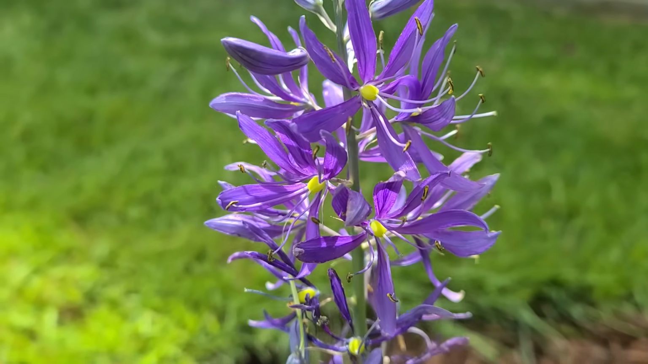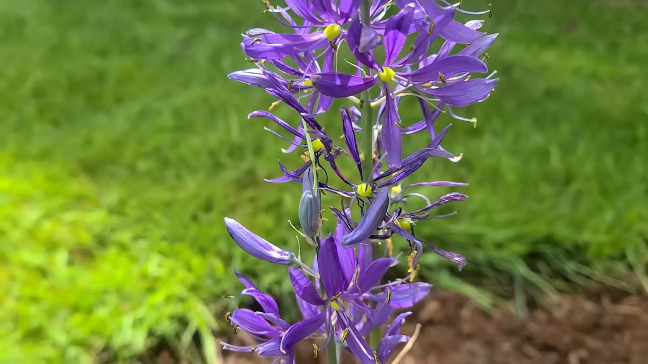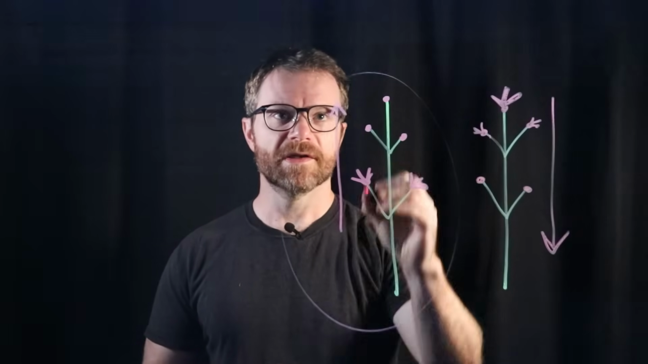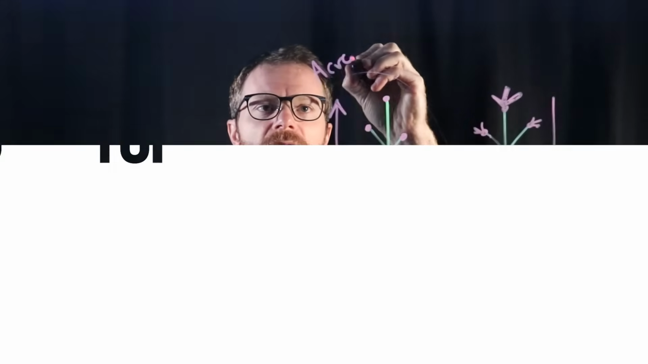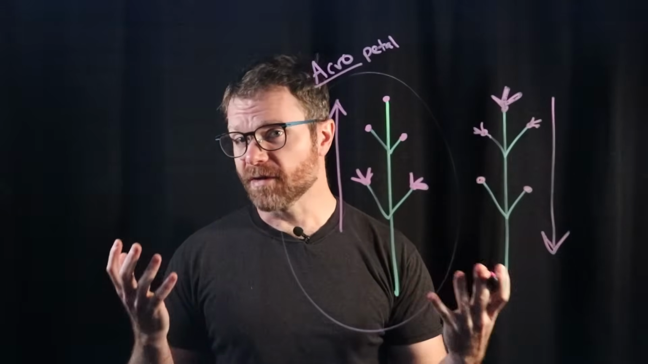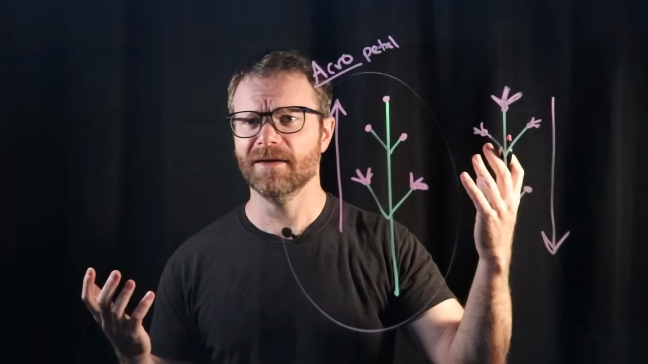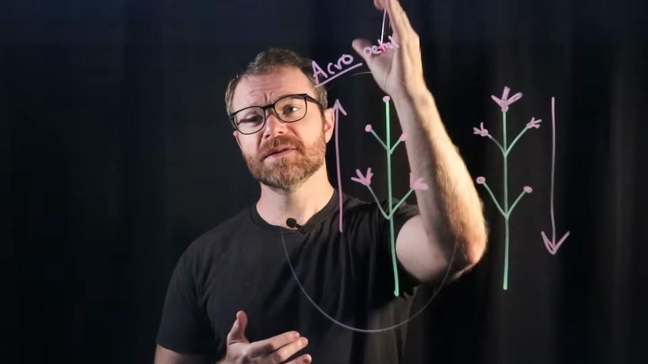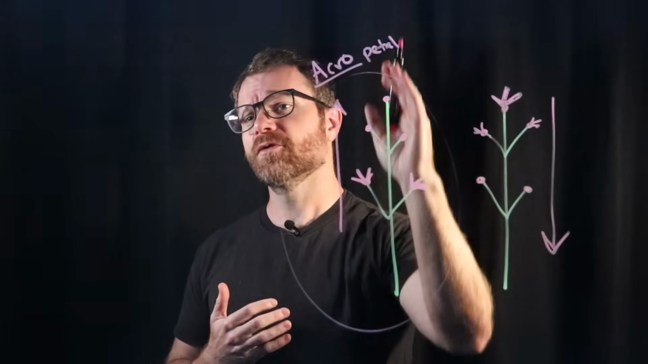Now this mode here, where we work our way up towards the top, we call this acropetal. And acro, you can think of as acrobat. Apparently acrobats are known for walking on their tiptoes. That's why they're called acrobats. I didn't know that. But acro just means up or top. We work our way up towards the top.